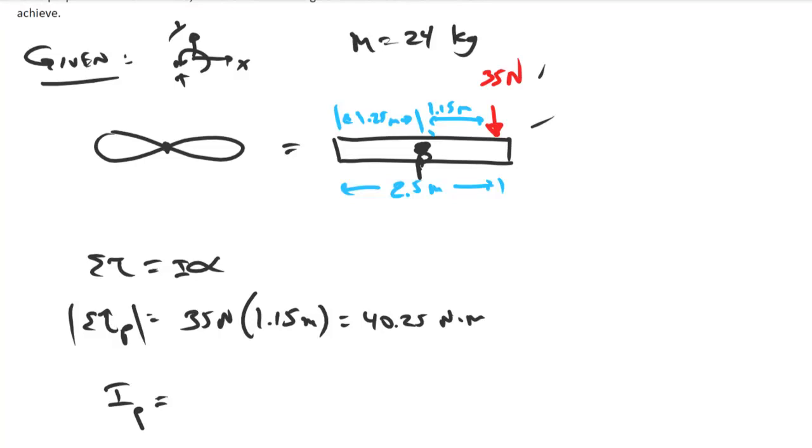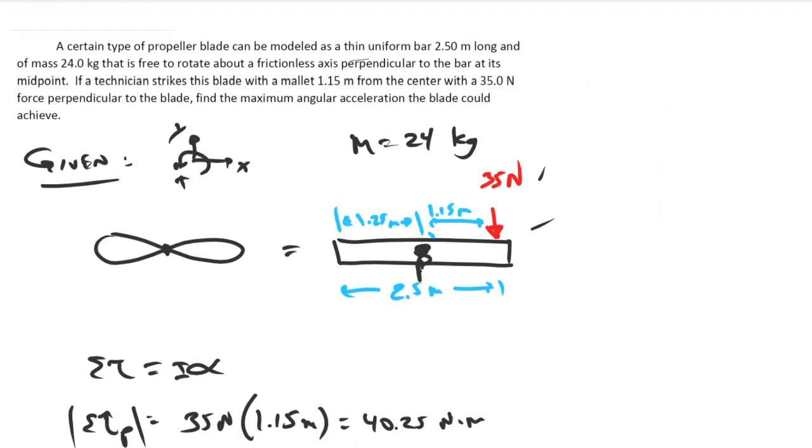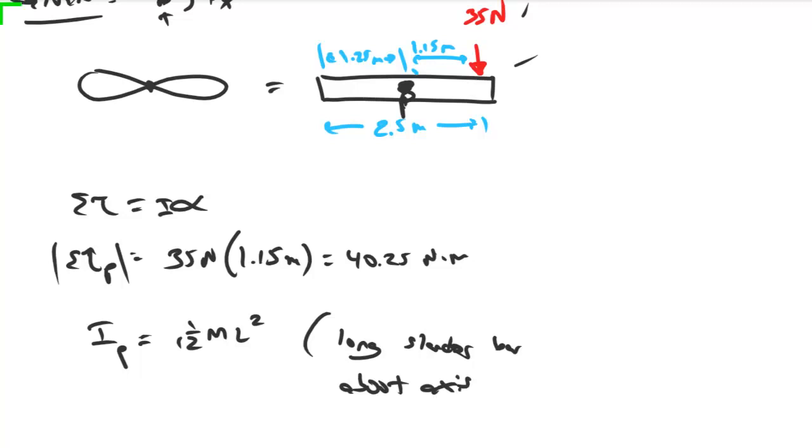And so this point P, this is the center, right? And if I look in that table of moments of inertia, the rotational inertia of a slender rod, a thin uniform bar, about the center of it is 1/12 times the mass times the length squared. This is for a long, slender bar or rod about its center, or about an axis through its center.